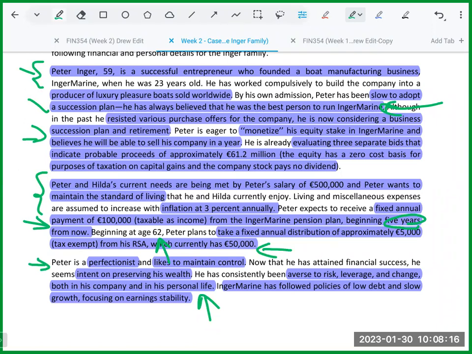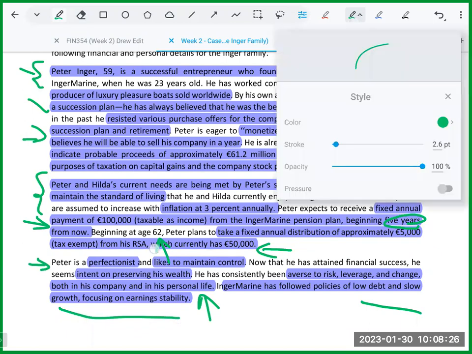Now, Inga Marie has been following this policy with low debt and slow growth, focusing on stable income. So it basically reflects Peter's personality, right?